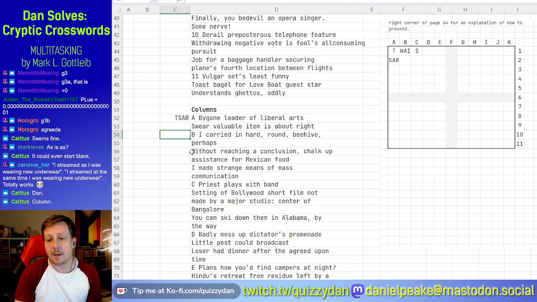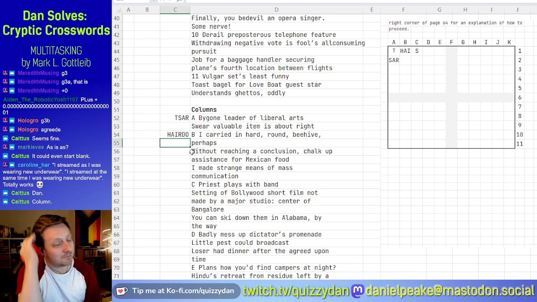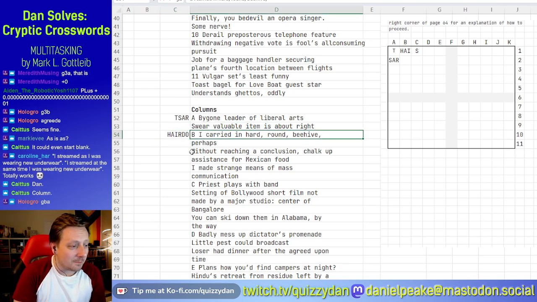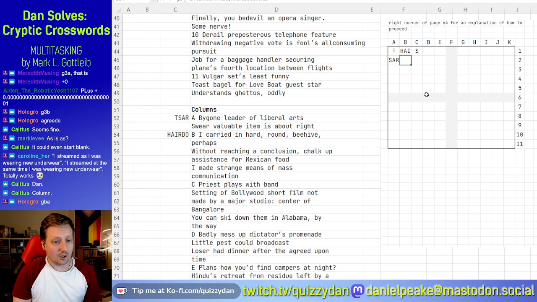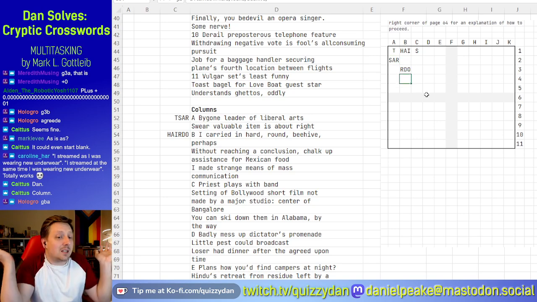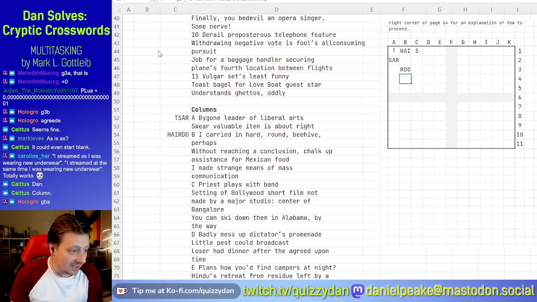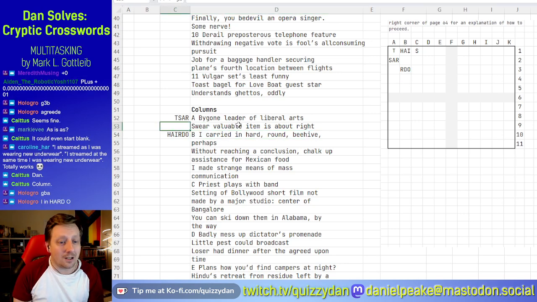Oh, I need to go back to... yeah. So that's, well, it's hairdo. I'll actually come back to this one in a second, but it must be hairdo because I've put an HAI there, possibly correctly, completely by accident. So it's I in hard, round is O, and a beehive is a hairdo. So it could be something like that. Who knows. Right, let's actually go to A2, which is what I meant to go to.